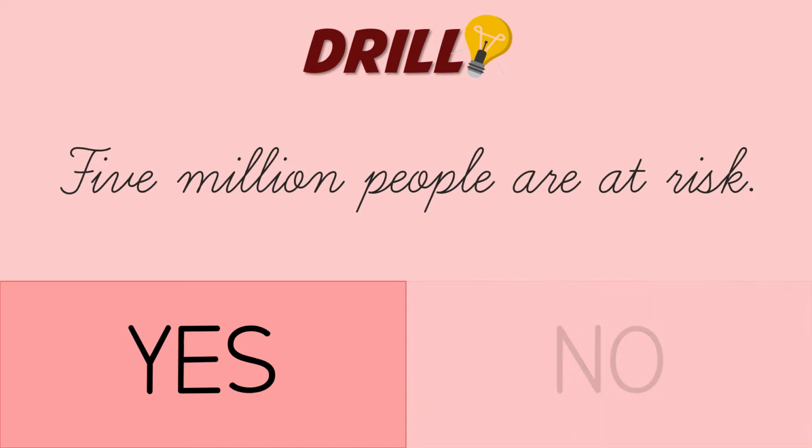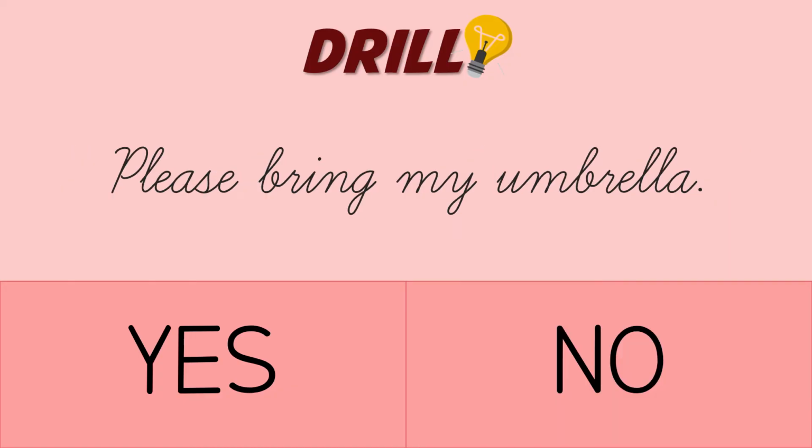If your answer is yes, indeed, this is a declarative sentence. It has a subject, 5 million people, predicate, are at risk, ends with a period, and it states information. Please bring my umbrella. Is this a declarative sentence or not?